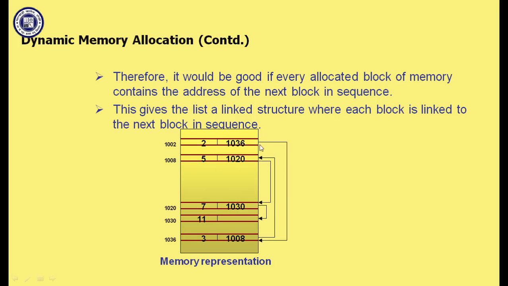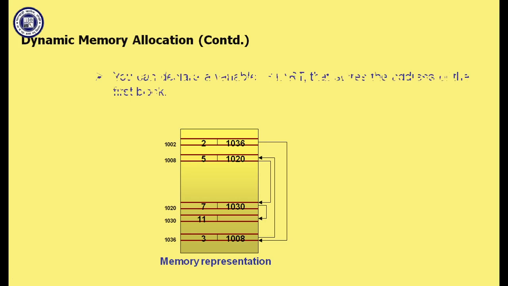Here 2 is storing the address of 3, 3 is storing the address of 5, 5 is storing the address of 7, and 7 is storing the address of 11. In this case, we can declare a variable known as start, or whatever variable we want, which will store the address of the first block, that is the first element in the list, which is 2 in this case.